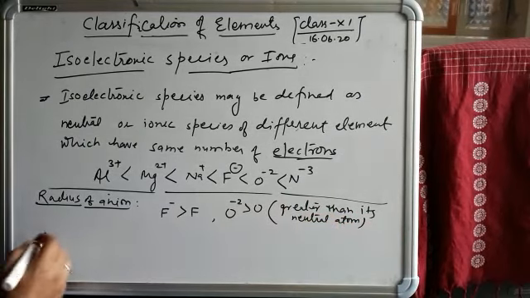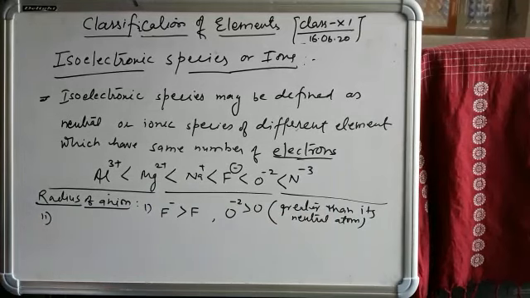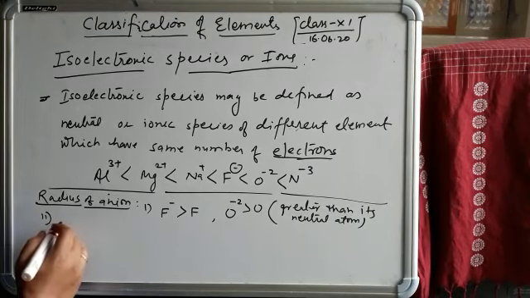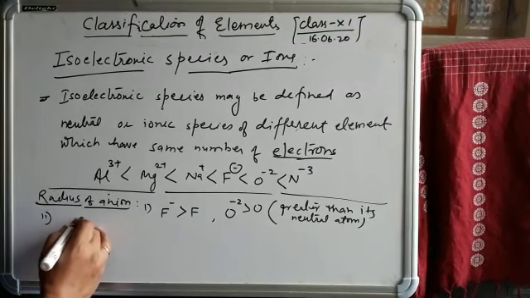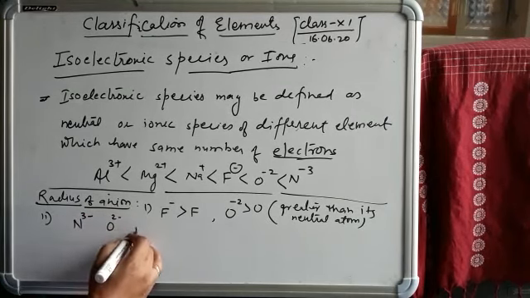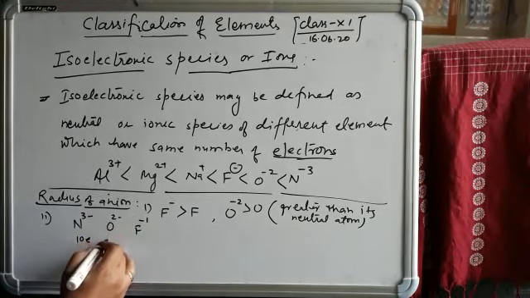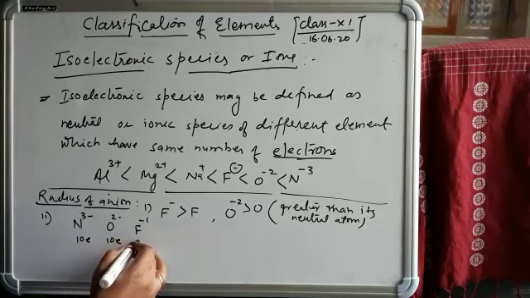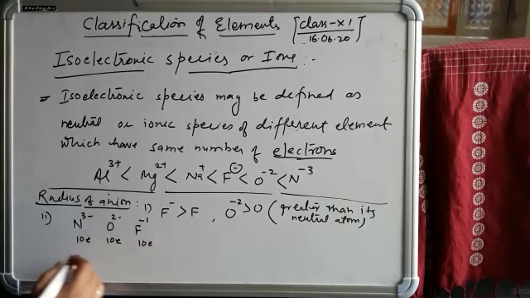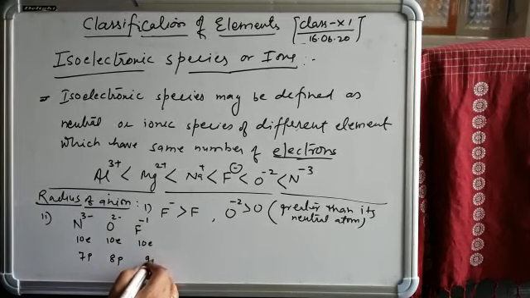Next point: if different atoms have the same number of electrons, then the anion having the greater number of protons is smaller in size. For example, nitrogen 3 minus, oxygen 2 minus and fluorine 1 minus. How many electrons? 10 electrons each. And what about the protons? It has 7 protons, it has 8 protons and it has 9 protons.